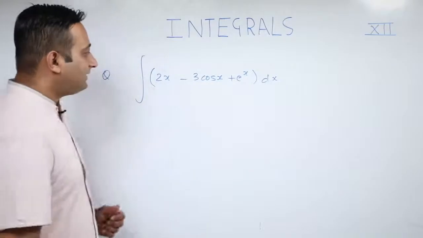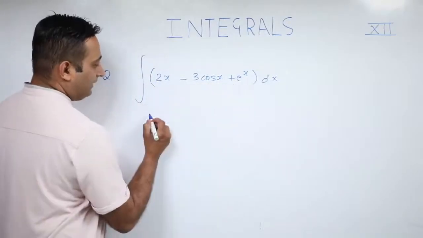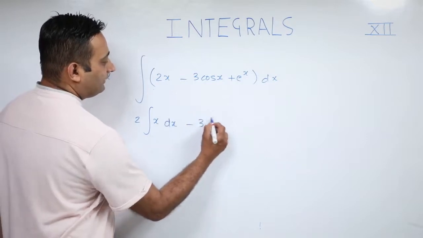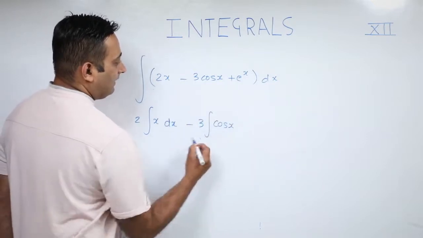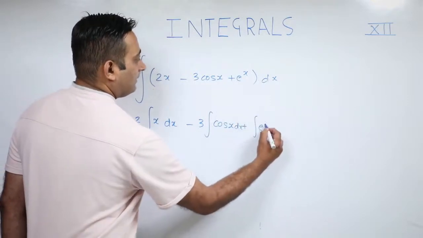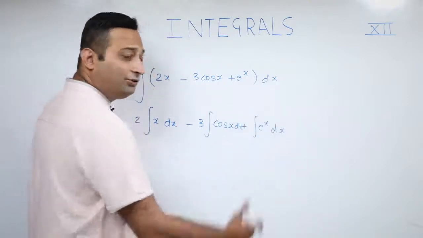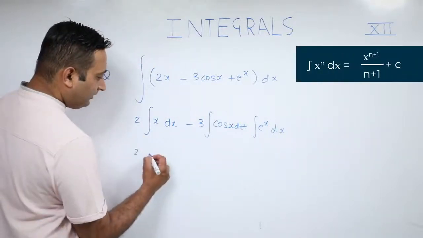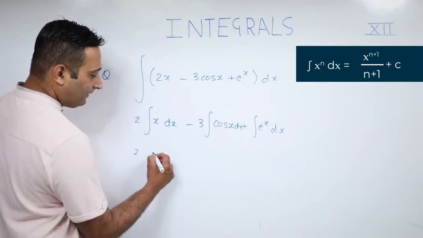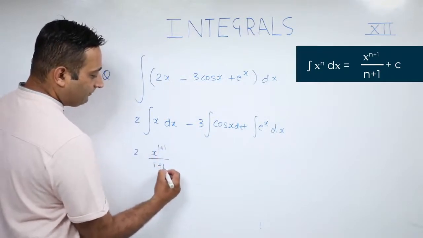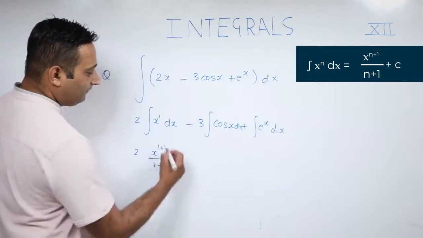In this question we can see that there are separate functions and we can separate it out. So we can consider this function as the sum of 3 functions. And we can directly use the formulas for each of the functions. In the first function we can directly use the formula of x raised to the power n, that is x raised to the power n plus 1 upon n plus 1, where n was 1 in the first part.